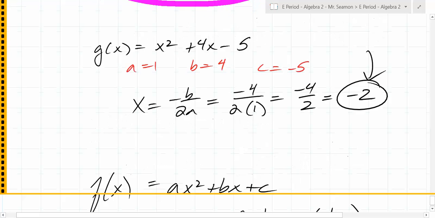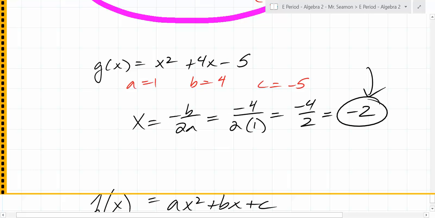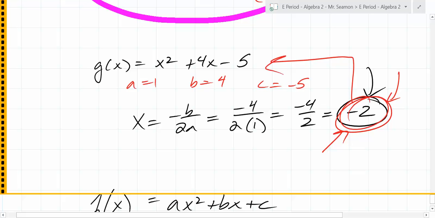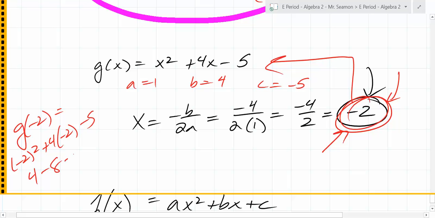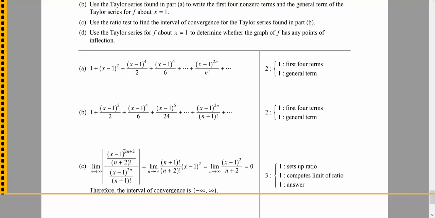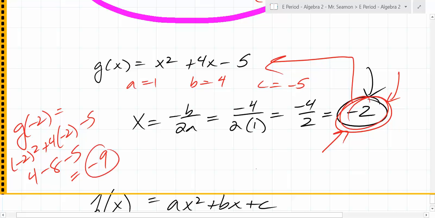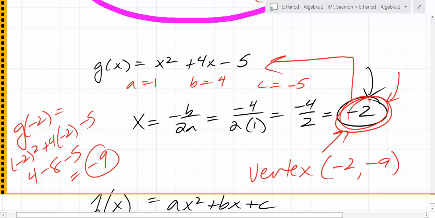So going back up here, we found this right here, that is the x coordinate of the vertex. So what do we do with this negative 2 if we want the y value? Plug it into g. g of what? Negative 2. So what's that going to be? Negative 2 squared plus 4 times negative 2 minus 5. 4 minus 8 minus 5. What's that? Negative what? Negative 9. So what's the vertex here? We just found it. What is it? Negative 2 comma negative 9. We just found the vertex.